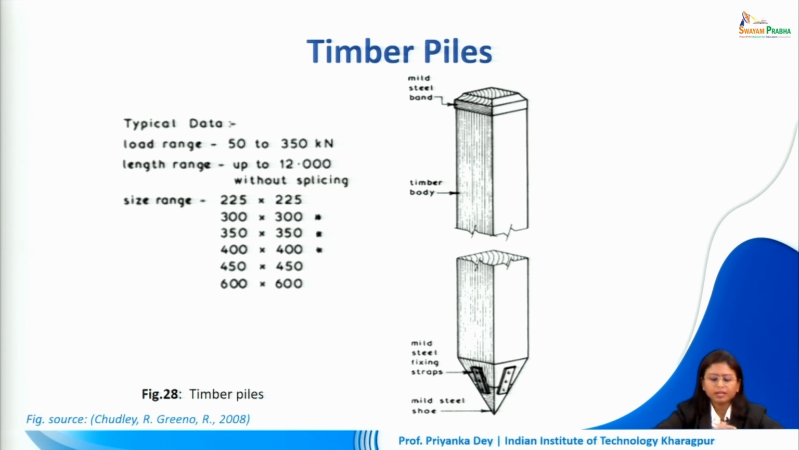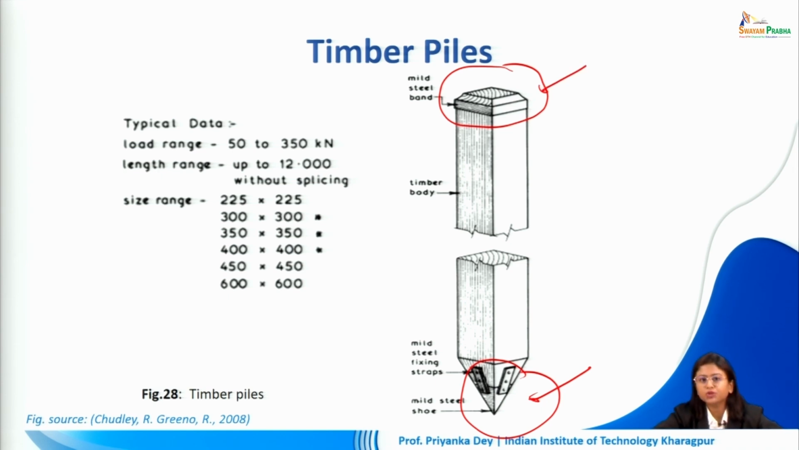So here we can have different types of shapes, and you can see that there will be some amount of attachment at the top and bottom. This should help us first of all drive this pile in, and we can also protect the top while we are doing the hammering.